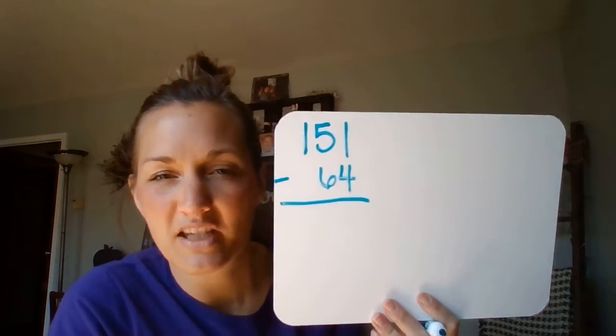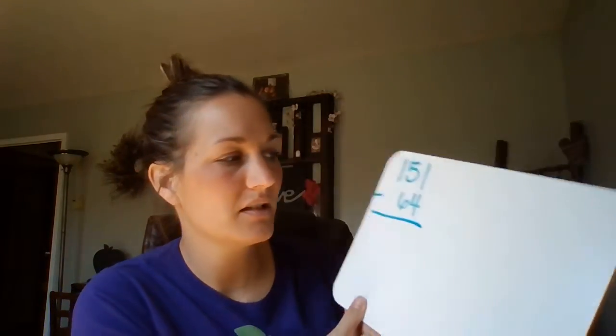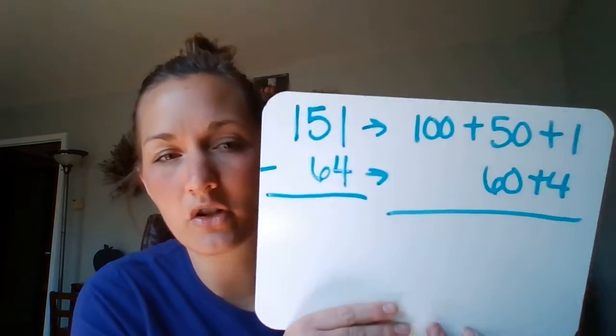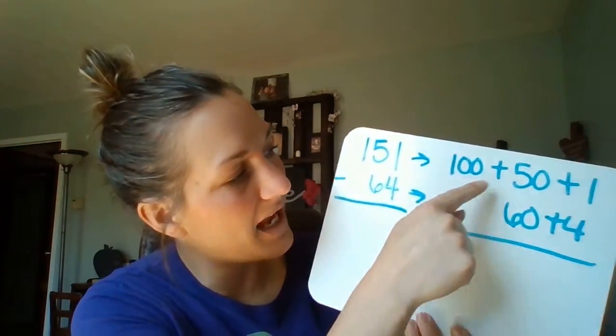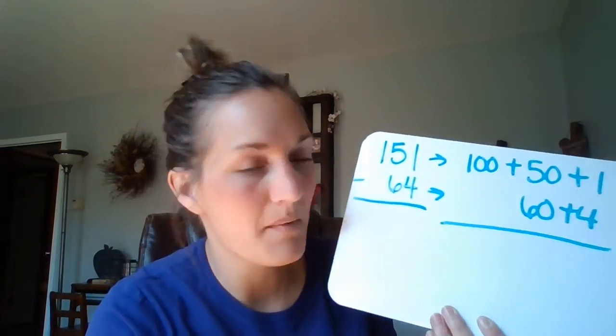All right, so I'm going to do the number 151 minus 64. Okay, so there's our numbers. First thing we have to do, expand them. So we're going to have 100 plus 50 plus 1. 64 becomes 60 plus 4. Once again, make sure your numbers are lined up correctly so that hundreds match, tens match, ones match.